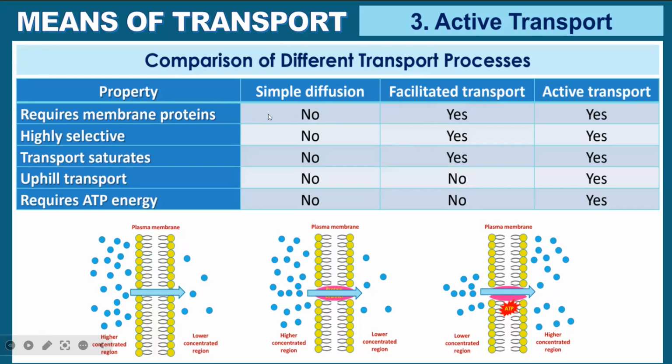Whereas facilitated diffusion: proteins are required, highly selective, transport saturates, no uphill, and no ATP required. Whereas active transport: proteins are required, highly selective, transport saturates, uphill transport that is against the concentration gradient, from down to up. That's why it is called uphill, and it requires ATP. Okay. We'll stop here.